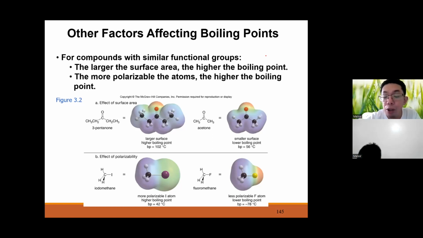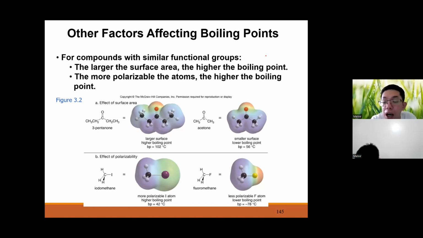Fluoromethane, which contains fluorine, one of the smallest atoms, has a boiling point of -78 degrees Celsius, because it is not that polarizable, or less polarizable. While iodine, which is near the bottom of the halogens, has a larger size, so it is more polarizable compared to fluorine. So therefore, it will also have a higher boiling point. If we compare the two, fluoromethane is -78 degrees Celsius, while the boiling point of iodomethane is 42 degrees Celsius. So, that is a big difference.